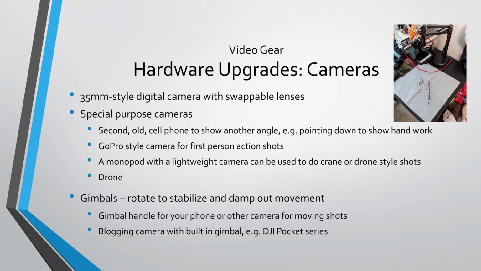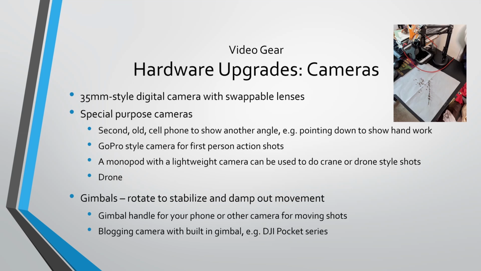So having said that you can use your cell phone, you can also upgrade. The first upgrade that is general purpose is you can move to a 35 millimeter style digital camera with swappable lenses. There are a lot of those out there. There are some smaller video specific cameras that don't have swappable lenses, I think, but standalone video cameras are kind of uncommon nowadays, at least general purpose ones. Special purpose cameras are common.